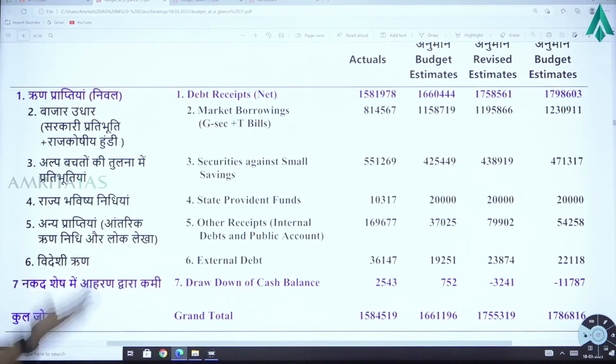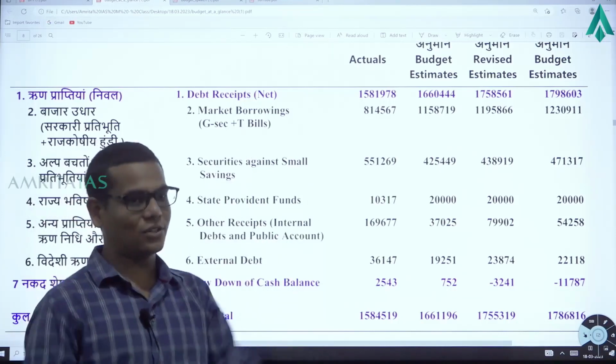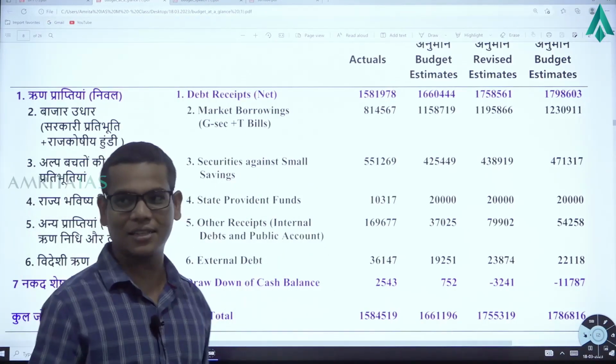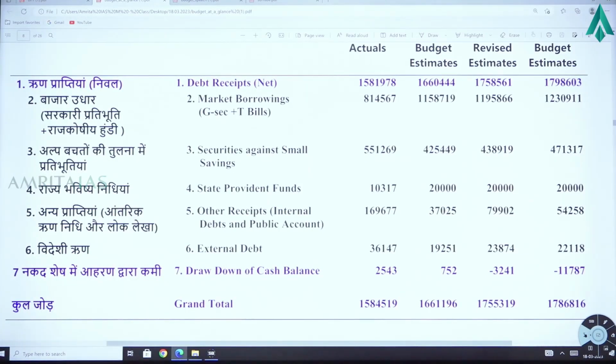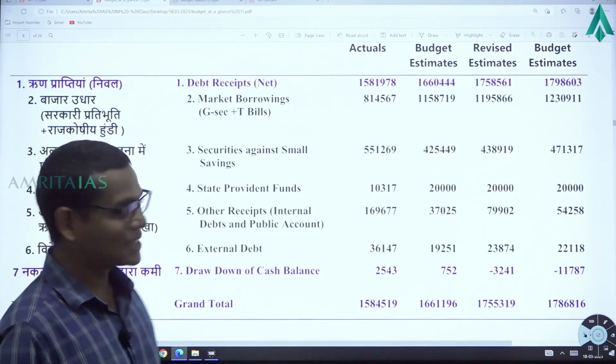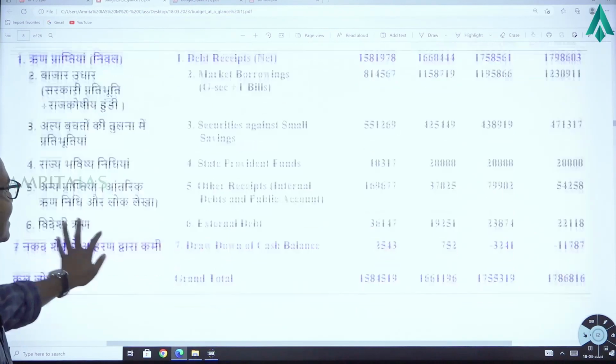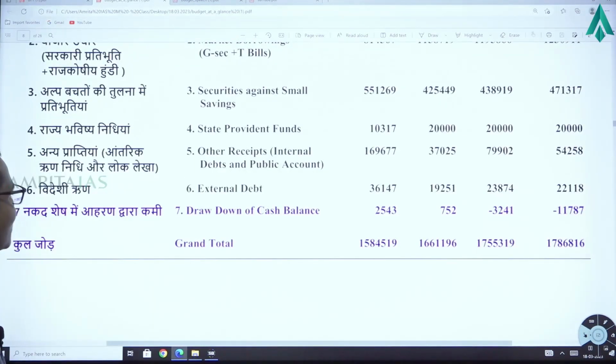Actually, they should have written dated securities and T-bills, because both come under the definition of G-securities. But G-Sec in the sense of dated security. T-bills, you are all aware, are short tenure. So G-Secs plus T-bills, how much? 12 lakh. Securities again, small savings. So from the small savings schemes, normally you will pay money, you will save. From that the Government of India will take some loan. How much are they going to take? 4,71,000. Next, State Provident Fund, 20,000 crore.